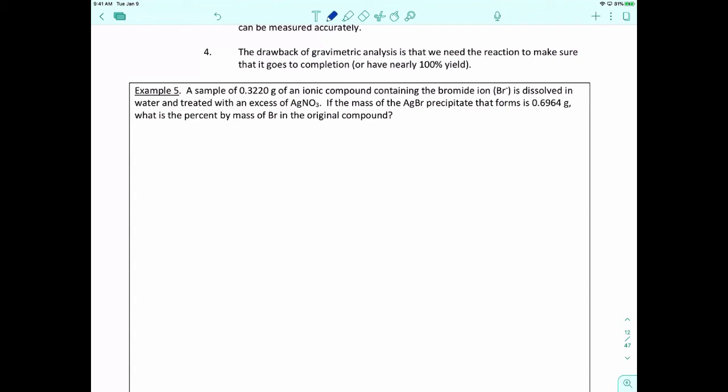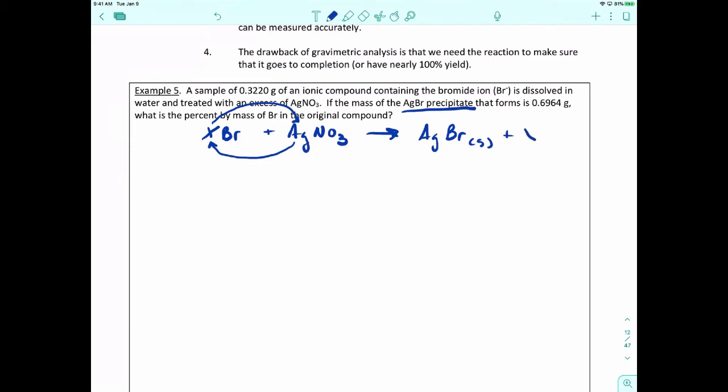We know that we have a compound that contains some sort of cation, but we know bromide is in there. We react this with AgNO3, and there's a reaction that takes place. Because this is a double displacement reaction, X will replace the silver, and silver will replace the X. So one product is AgBr, which we know is the precipitate because that's what we're told in the problem. The other product is going to be the cation X plus NO3, and this is going to be aqueous, still in solution.